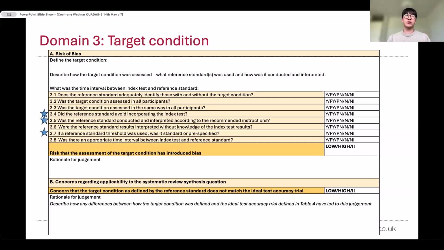Question 7 is about threshold, which mirrors the same question in domain 2. And the last one is about whether there was an appropriate time interval between the index test and the reference standard. You'll probably be familiar with this because this was a question also in QUADAS-2 in the flow and timing domain. I will touch a little bit on 3.4 and 3.7.